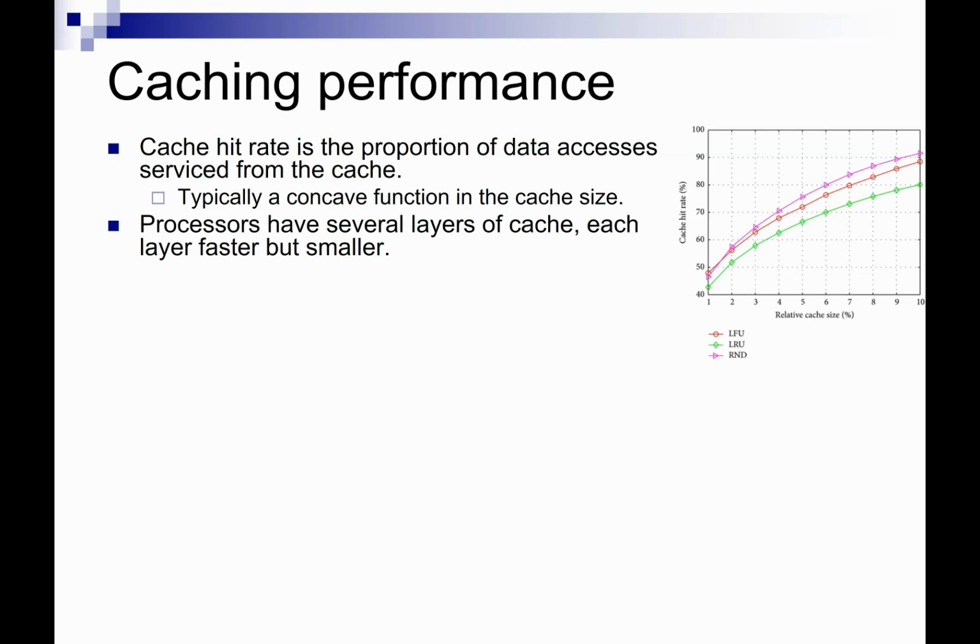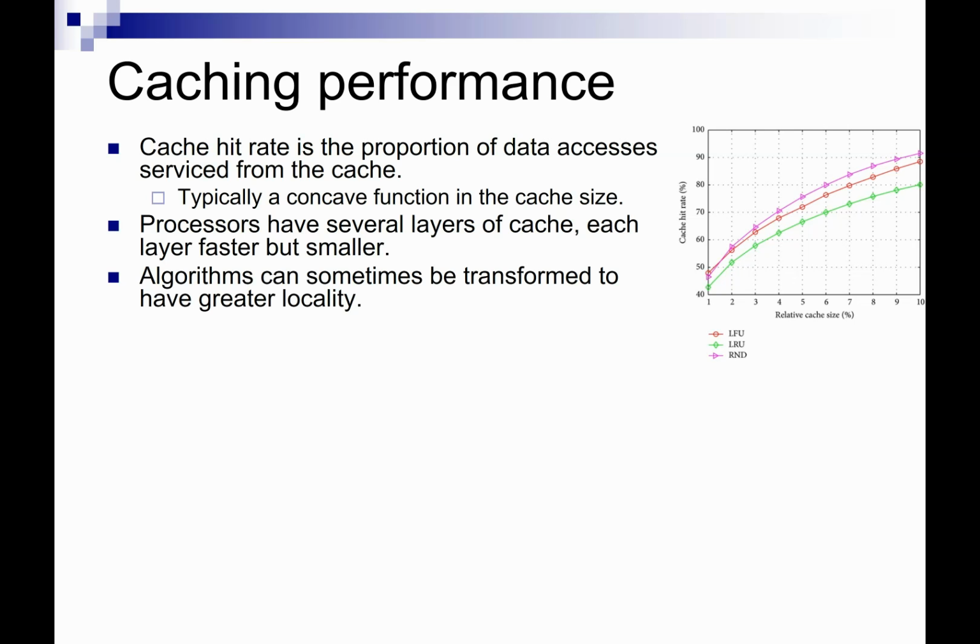Now, also the processors have several layers of caches, right? The L1, L2, L3, and so on. Each layer, the smaller layers, the ones that have less storage, are going to be faster. So the L1s are faster than the L2s, which are faster than the L3s.